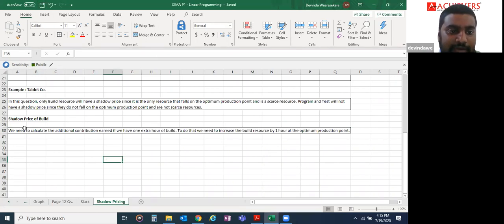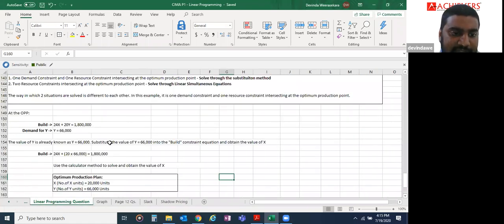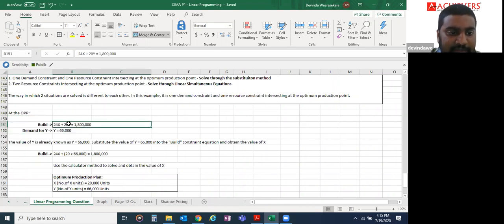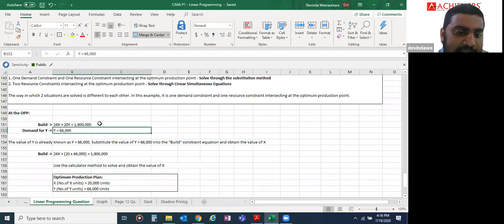So let me show you all how to do it. Remember how we solved the question. At the optimum production point, we put the two constraint equations. Build was 24 plus 20x equals 1.8 million, and demand for y was y equals 66,000. So we wrote the two equations and solved them. So currently, how many build minutes do I have with me?